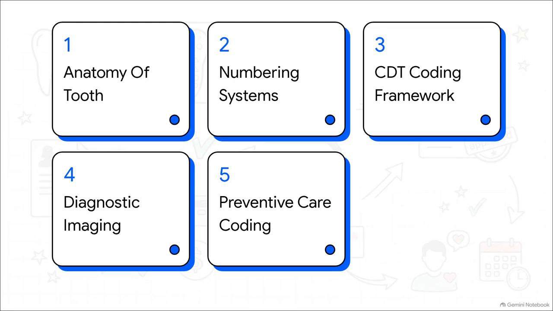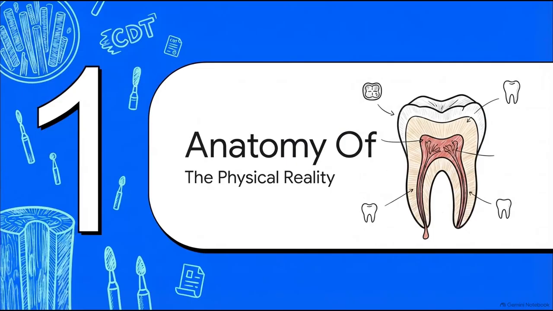Here is a quick look at our agenda for today. We'll cover 1. Anatomy of a tooth, 2. Tooth numbering systems, 3. The CDT coding framework, 4. Applying diagnostic imaging codes, and wrap up with 5. Preventive care coding. Kicking things off with Section 1, Anatomy of a Tooth, the physical reality.